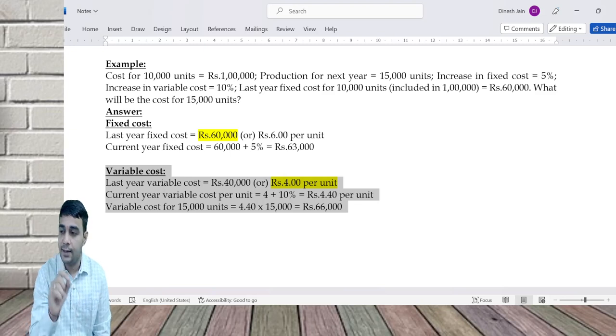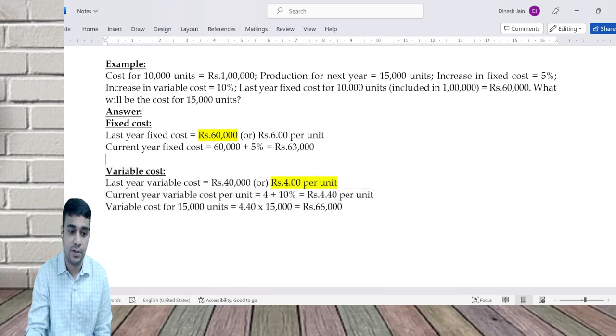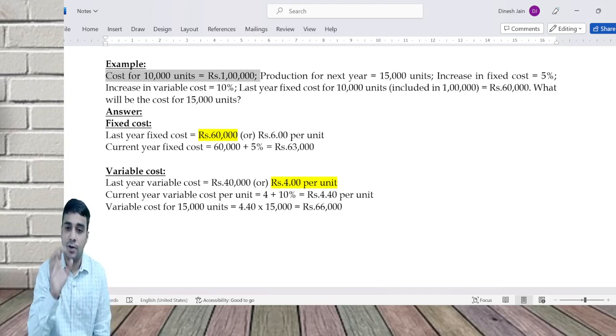So understand very critically the relationship between variable and fixed cost. Any change in variable cost means a change in variable cost per unit. Any change in fixed cost means a change in total fixed cost. Same problem, assuming they don't mention any change at all. Still, this 1 lakh will increase. Reason is fixed cost will remain 60,000, variable cost is 4 per unit, and now 4 would be multiplied with 15,000 units.